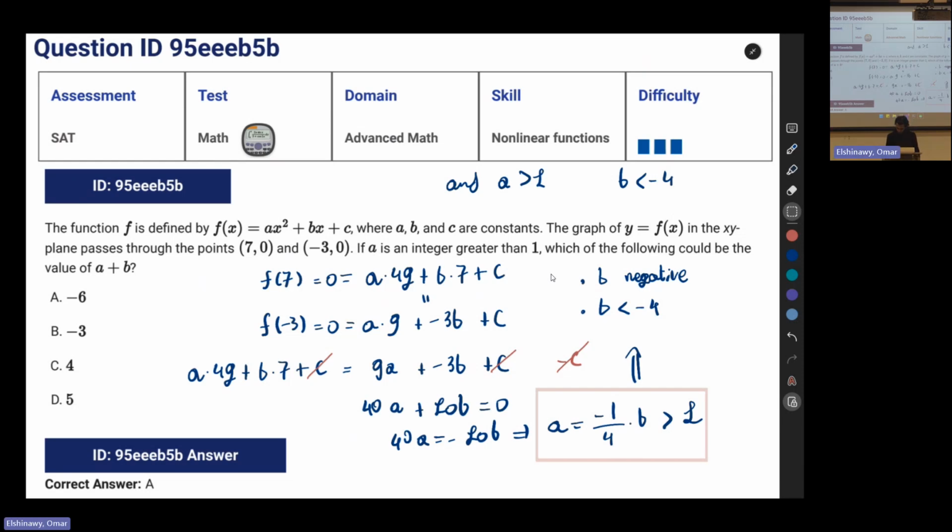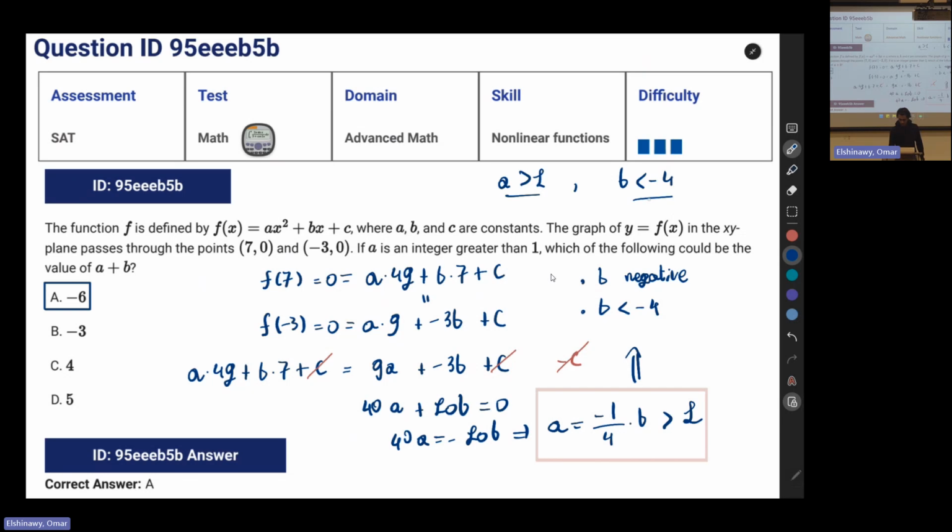So how do you reason for this? Maybe you can share with us. So this is correct, but maybe you can help me articulate this. Because a has to be greater than 1. So in order for that, when you multiply -1/4 times -4, you would get 1. Exactly. And all the other values are.